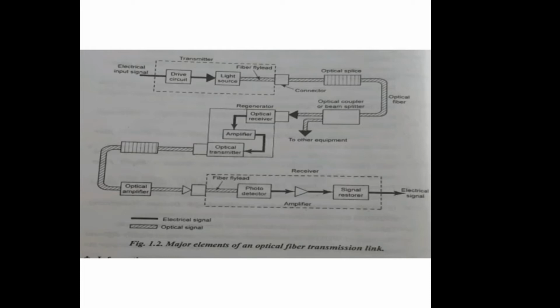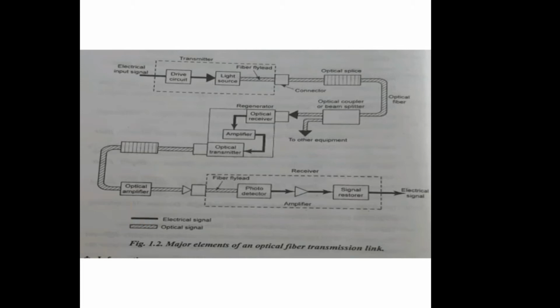Okay, and the next thing is the optical amplifier. There are three types of amplifier: the pre-amplifier, the inline amplifier, and the post-amplifier. The pre-amplifier is used near the transmitter section, and the post-amplifier is used near the receiver section. In between the transmitter and receiver, we use the inline amplifier. So this is the optical amplifier, that is, the inline amplifier.